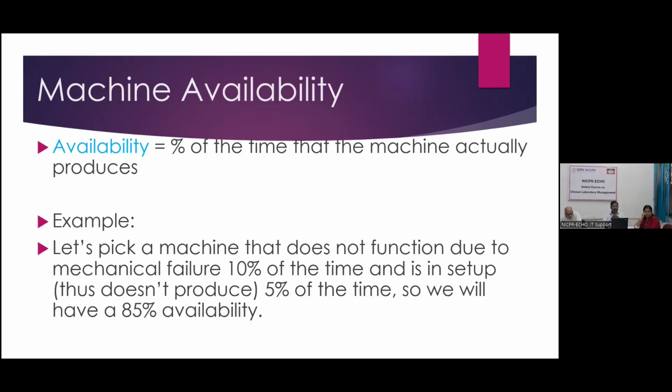Then machine availability is the percentage of time that the machine is actually producing. For example, let us pick a machine that does not function due to mechanical failure 10% of the time and is in setup 5% of the time. So it will be available for 85% of the time. Our hematology analyzers take about 3 to 5 minutes during setup when we switch on the analyzer. So we need to subtract that setup time and failure time to calculate the availability.